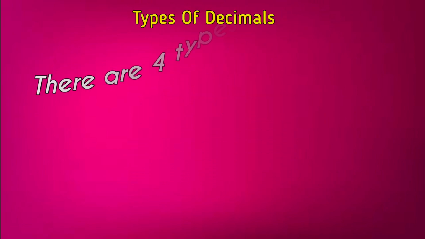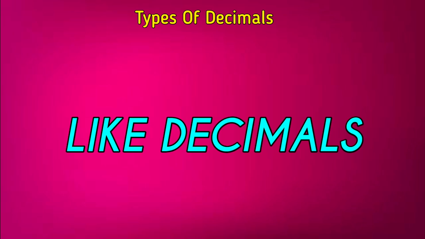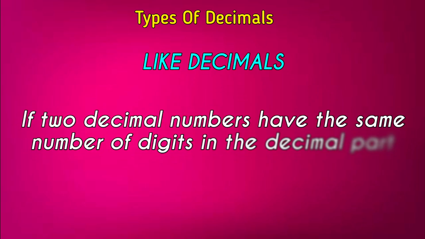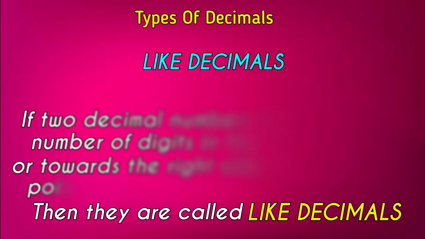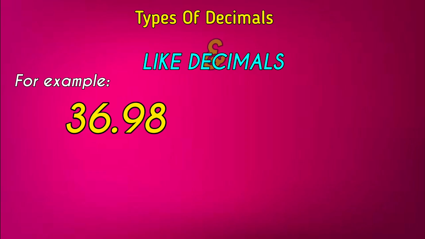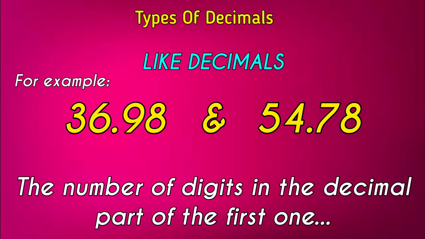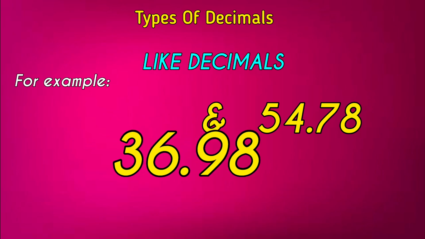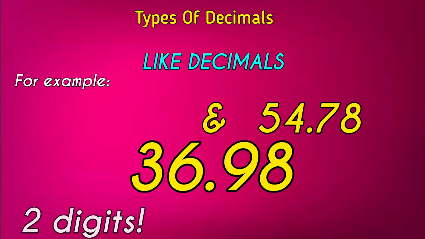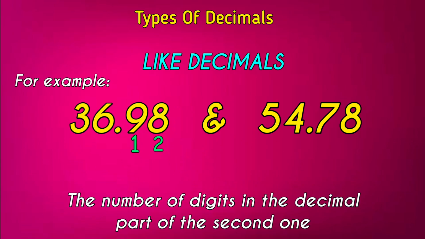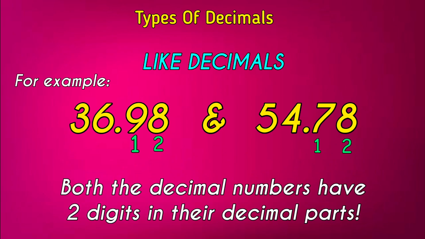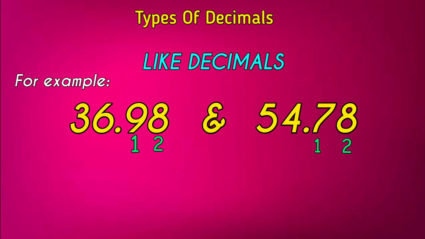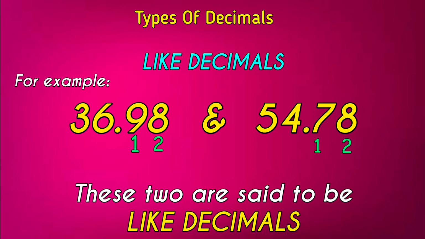Types of decimals. There are 4 types of decimals. They are like decimals. If two decimal numbers have the same number of digits in the decimal part, towards the right side of the decimal point, then they are called like decimals. For example, 36.98 and 54.78. The number of digits in the decimal part of the first one, 36.98, is 9 and 8, 2 digits. The number of digits in the decimal part of the second one, 54.78, is 7 and 8, 2 digits as well. As you can see, both decimal numbers have 2 digits in their decimal parts. Hence, these two are said to be like decimals.